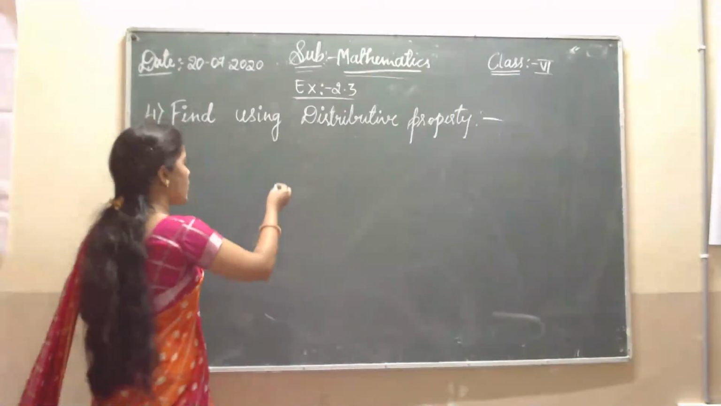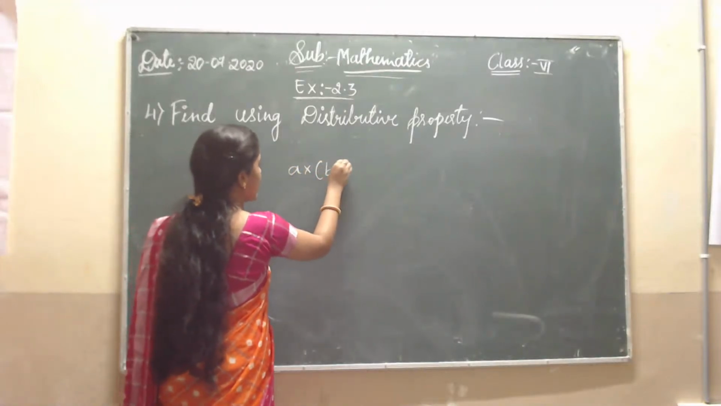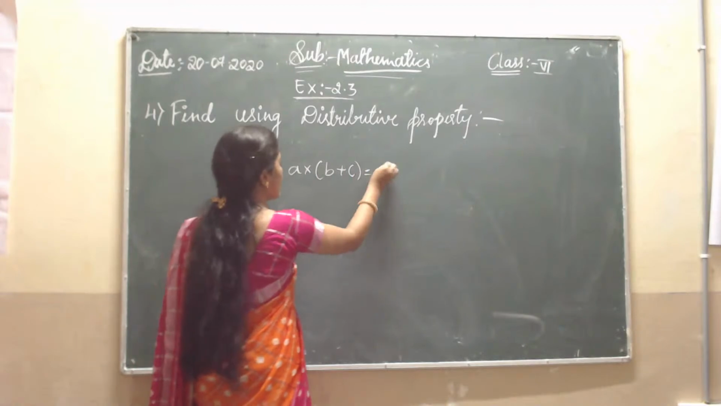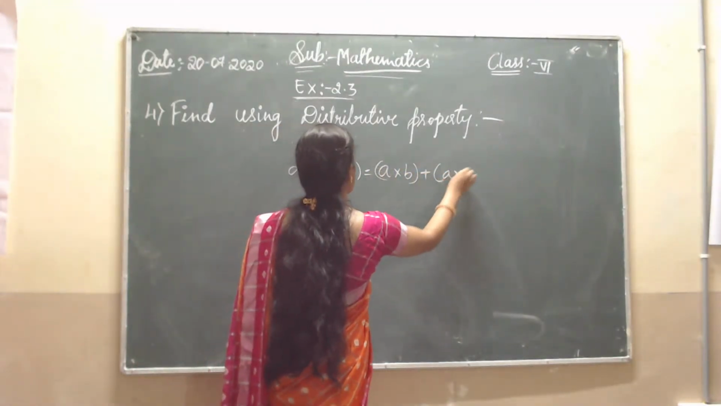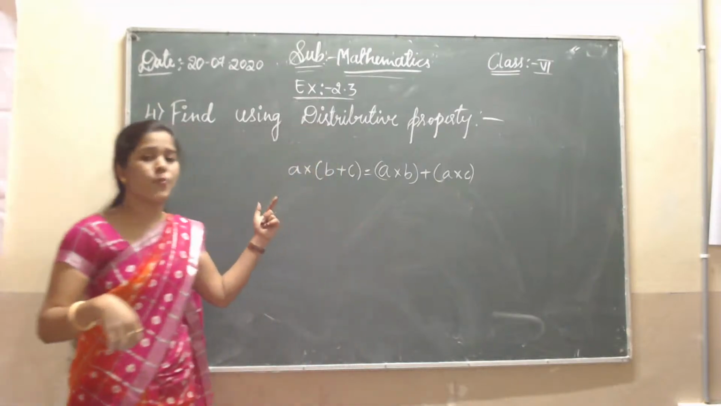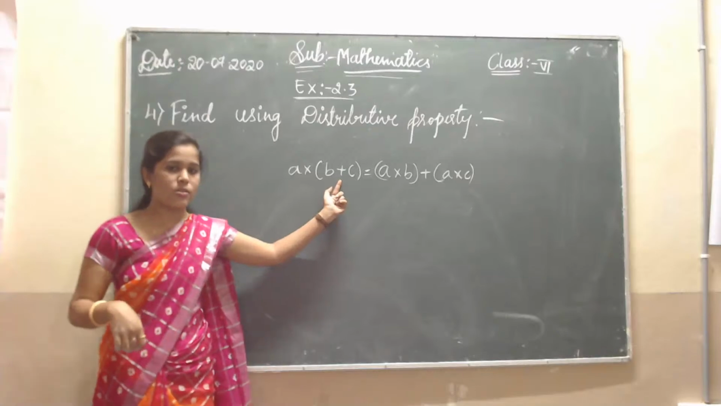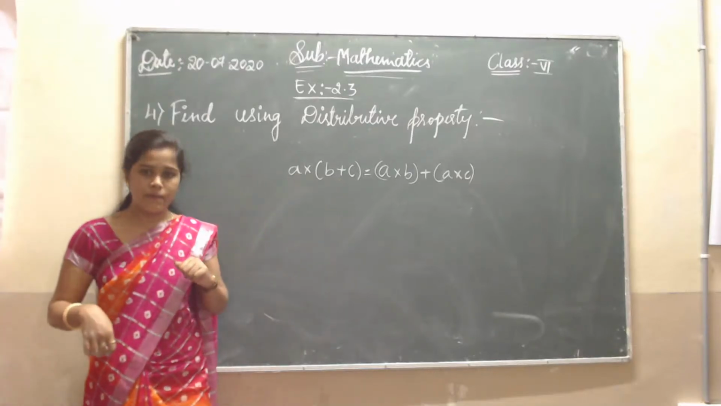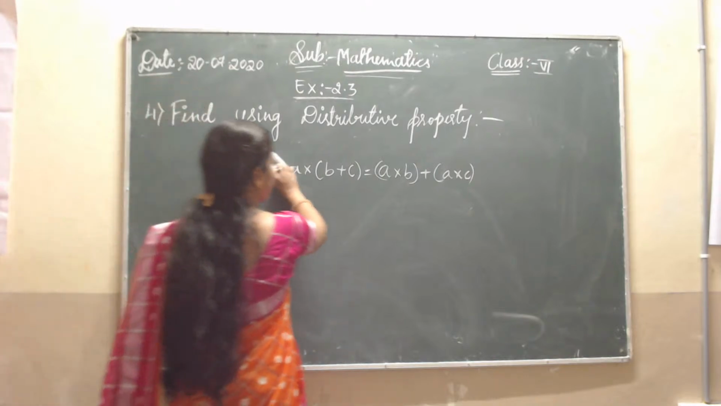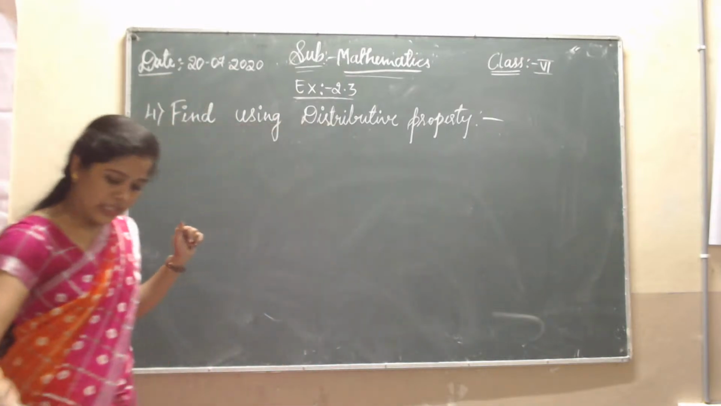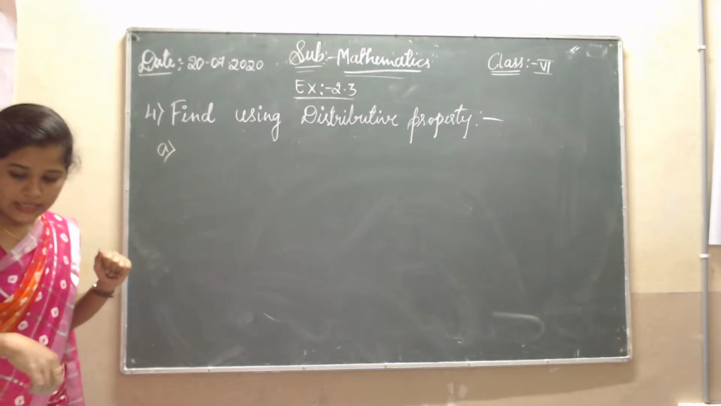In previous problems, I have explained A into (B plus C) equals A into B plus A into C. This one is your distributive property under addition, because here the sign is plus. Take this formula and solve this. We will solve it.